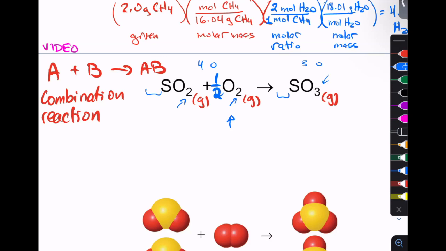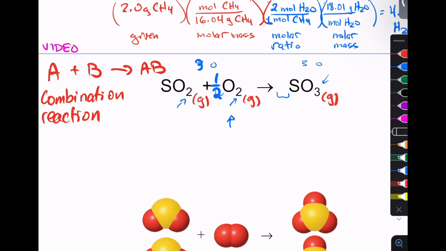If I had 1 mole of O2, how many atoms of oxygen is that? 2. So if I have 1/2 of a mole of O2, how many atoms of oxygen is that? It's just 1. So if I put a coefficient of 1/2 here, that actually now gives me 3 oxygens on the left-hand side and 3 oxygens on the right-hand side. So this is now obeying the law of conservation of mass.